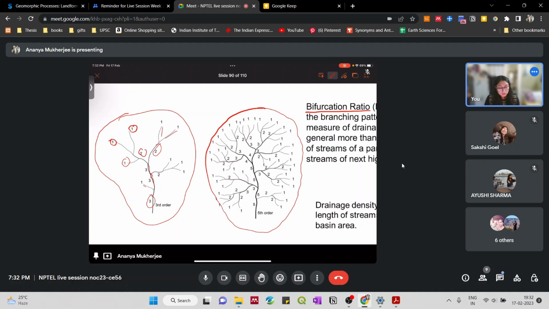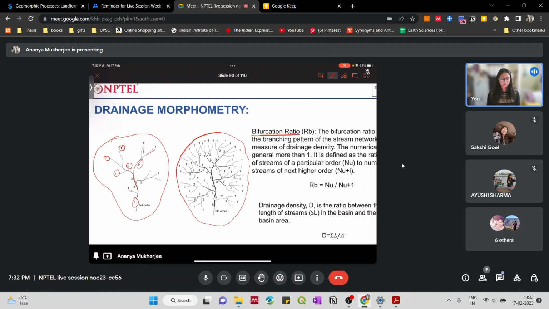So you have to calculate in the opposite direction. You first start with your smaller order streams, and then you go to the higher orders, and the final highest order that remains is the order of the entire drainage system. Okay, so this is a fifth order drainage system, this is a third order drainage system.